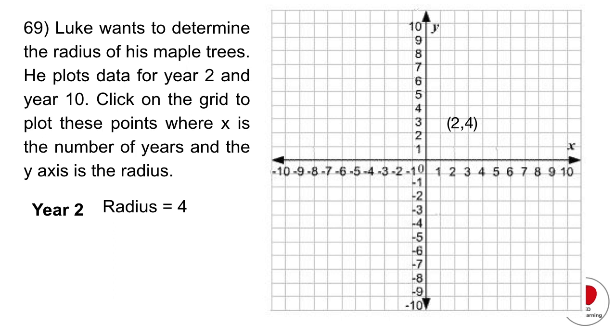Okay, so now all you have to do is plot those points in the graph. And this is where you have to read it carefully. It says X is the number of years and Y is the radius. So for that first point for year 2, the X value would be 2, and the Y value, the radius, would be 4. Okay, so that's your first point. And then for year 10, the X value is the number of years, so 10 is the X value, and then the radius would be 7. So that's where you would plot your second point. Okay, so those are your coordinate pairs.